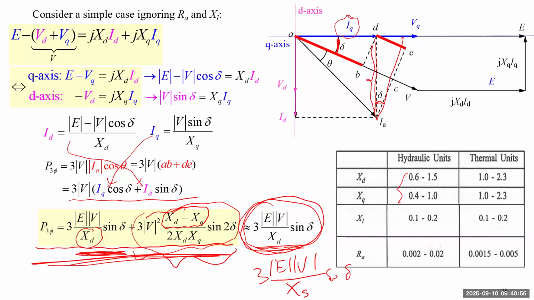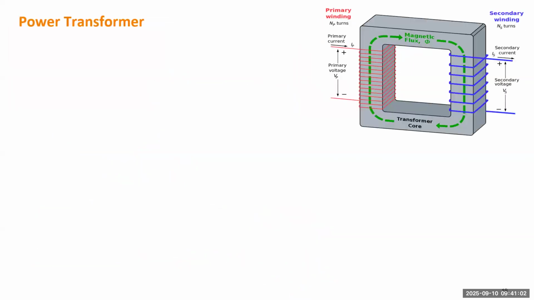All right, so we'll continue to talk about the transformer. So we finished the modeling of the generator. For transformers, transformers have 2 legs. On each leg, you have a winding. So you can call one side the primary winding, the other side the secondary winding. Because usually you assume the primary winding will be connected to a source, and the secondary winding will be connected to a load. Okay, but definitely you can call either side the primary.